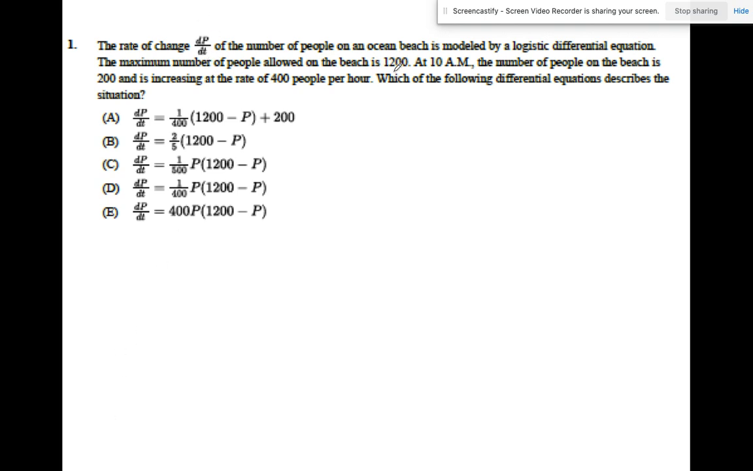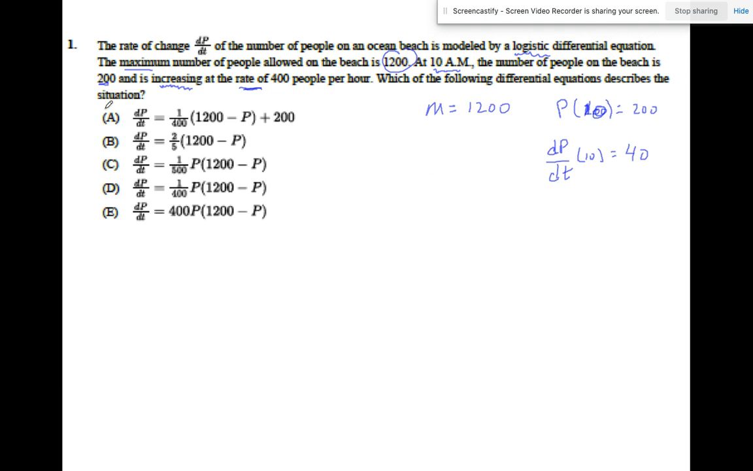The rate of change of the number of people on an ancient beach is modeled by a logistic equation. The maximum number of people on the beach is 1,200. So there's your carrying capacity, right? At a particular time, the number of people on the beach is 200. So P of 10 is 200. At that time, the number of people on the beach is increasing at a rate of, what does that mean? Increasing at a rate of, which equation is that? That's not P, that's dP dt of 10, which is 40.